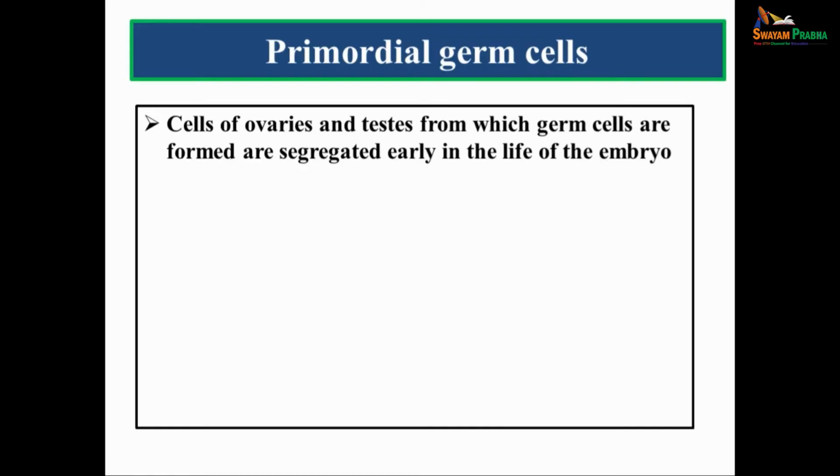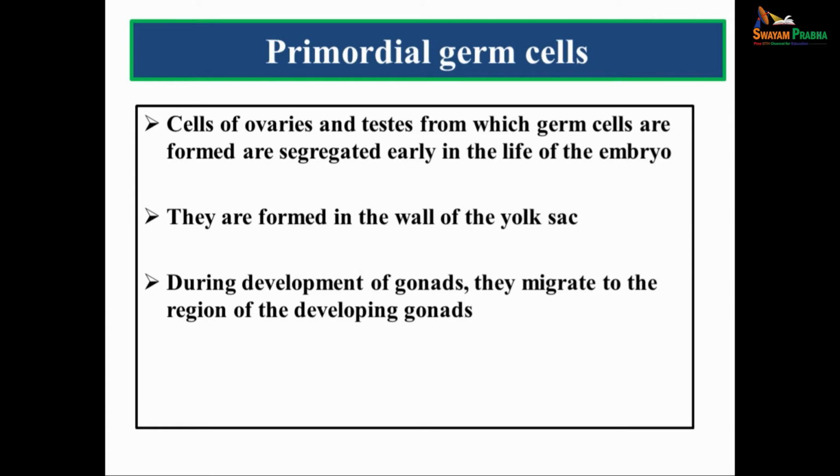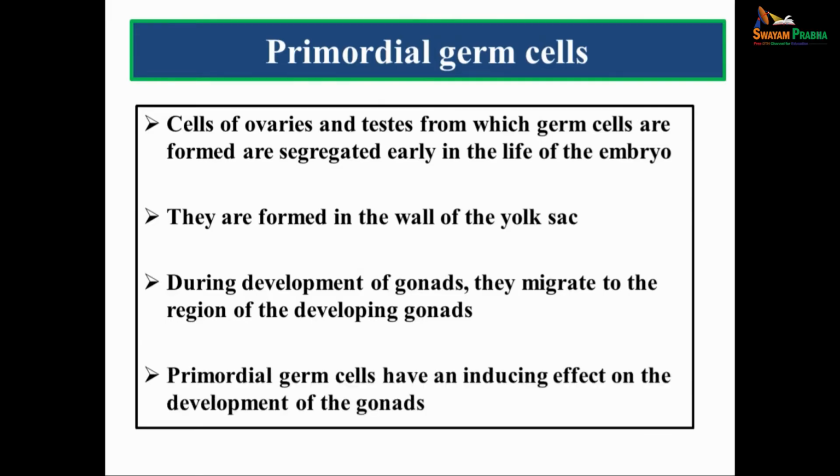Now, what are these primordial germ cells? The cells of ovaries and testes from which germ cells are formed are segregated early in the life of the embryo. They are formed in the wall of the yolk sac. During development of gonads, they migrate to the region of the developing gonads, and primordial germ cells have an inducing effect on the development of the gonads.